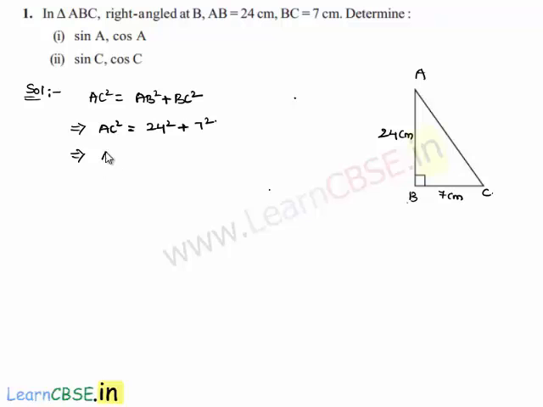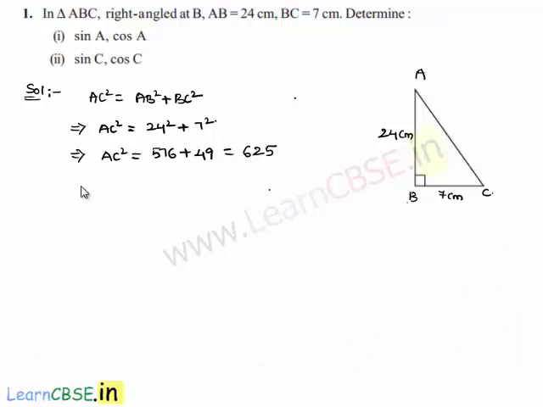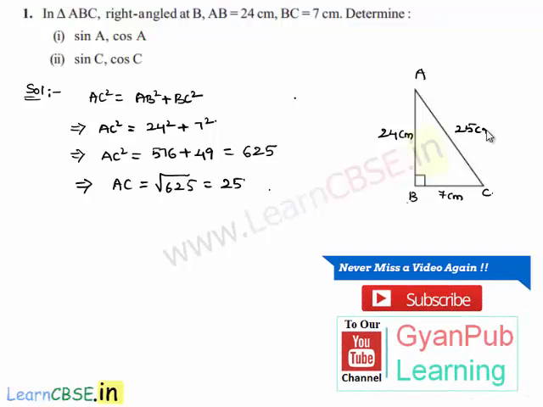That implies AC square is equal to 24 square, which is nothing but 576, plus 7 square, which is nothing but 49. That will be equal to 576 plus 49, which is 625. That implies AC square is equal to 625, so AC is equal to square root of 625, which is nothing but 25. Therefore, we got the hypotenuse as 25 centimeters.